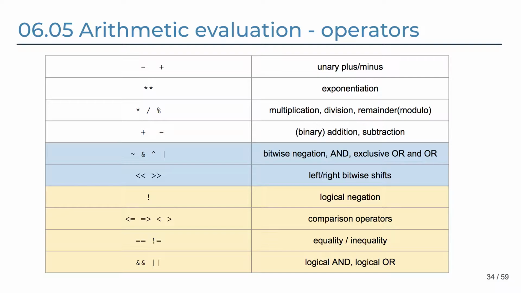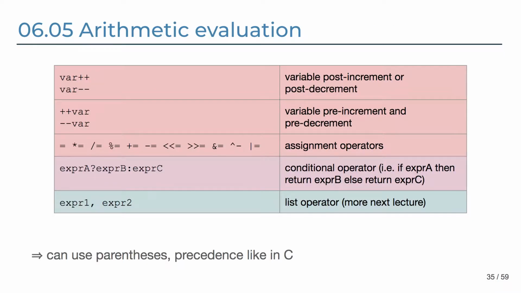We have all our standard operators. First the basic arithmetic ones, then bitwise operators, and a category of Boolean operators: logical negation, comparison, equality, inequality, and OR. So it's pretty similar to a C-like language, like Java, C, C++, and so on. Then we also have some more special operators: post-increment, post-decrement, pre-increment, pre-decrement, and of course a bunch of assignment operators, which basically do the same as the operator and assign the result to the variable.